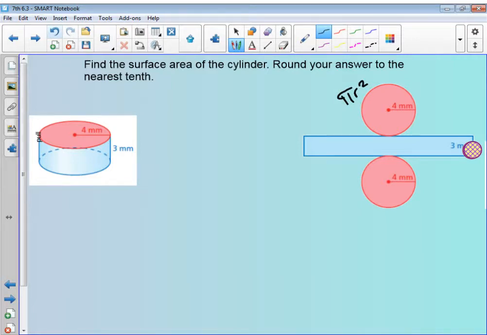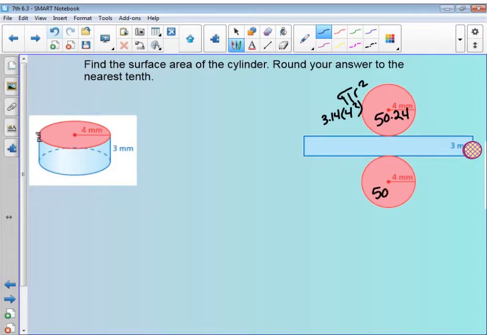The nice thing is you only have to do that once because then the bottom circle is an exact copy. So pi is 3.14 times my radius is 4 squared. Okay, 4 squared is 16. I have to remember to always do that first. So 16 times 3.14 gives me 50.24 for this area.